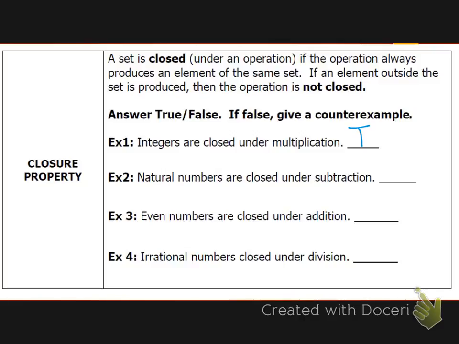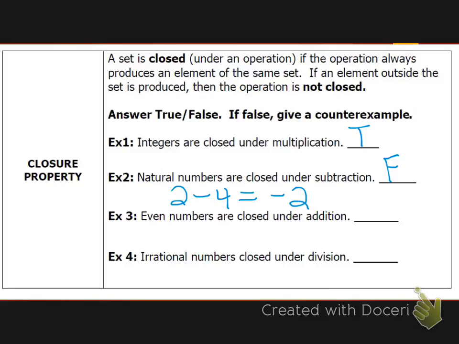But what if we flip that around? What if we have 2 minus 4? If we have 2 minus 4, we now get negative 2. That is not a natural number because remember, natural numbers are only going to be your positive numbers. So that's false, and that's an example of why it's not closed.